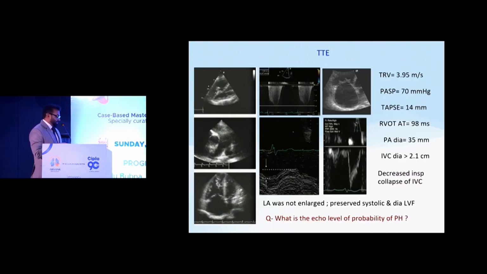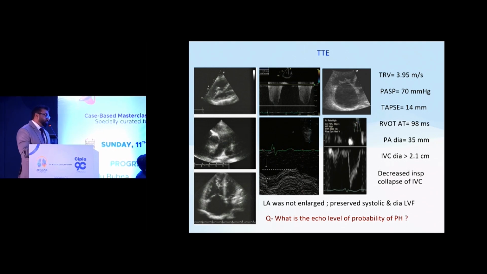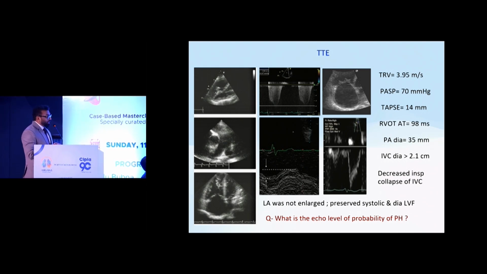I'm sorry, is the lung parenchyma normal? Is normal, absolutely normal. Okay. Yeah, and the last investigation everybody wanted to have is echocardiography. So Dr. Narendra, our area of interest will be how are you going to interpret the level of probability of PH in this patient based on echo?